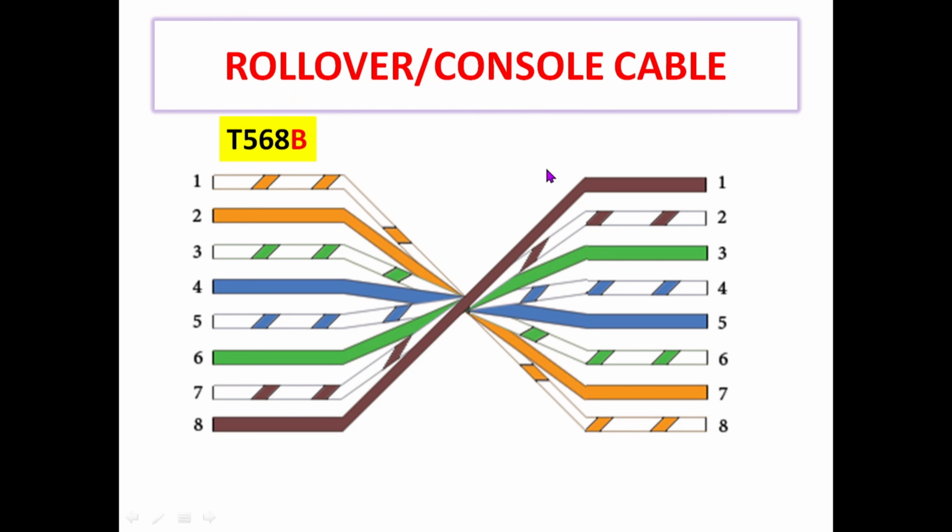Third one is rollover or console cable. The color code used here is T568B on one side. The other side is obtained by rolling over this color code. That is, 1 will become 8, 2 will become 7, 3 will become 6 and so on.